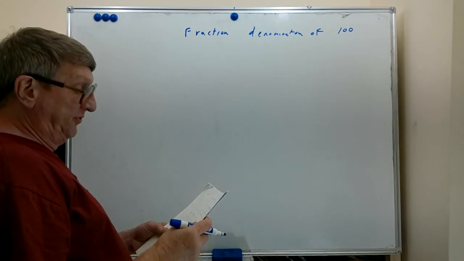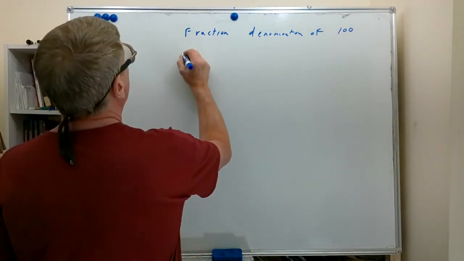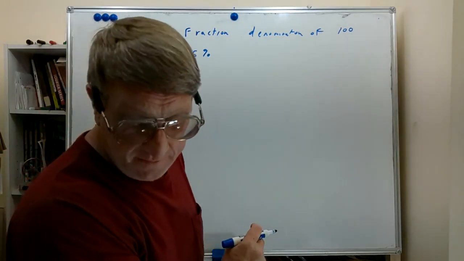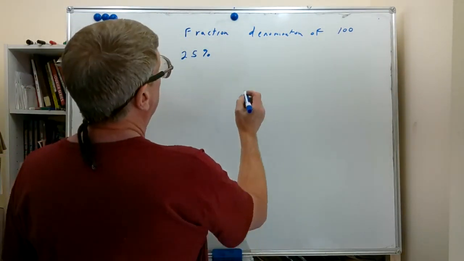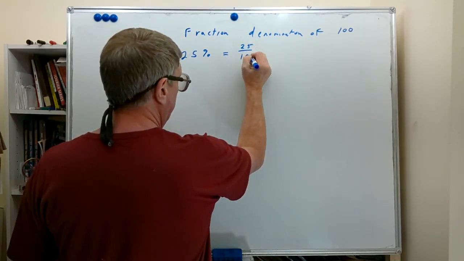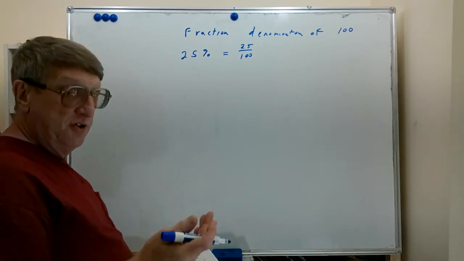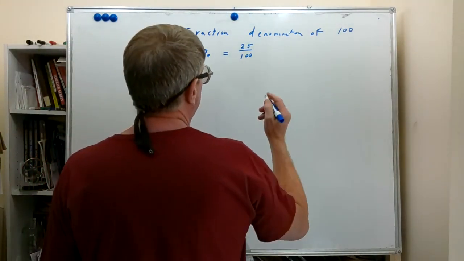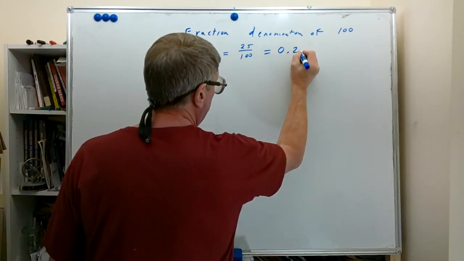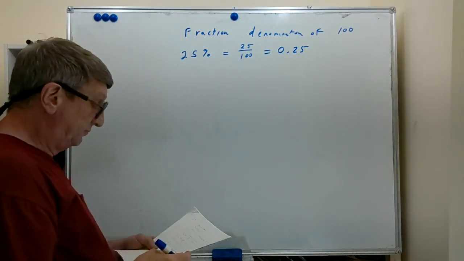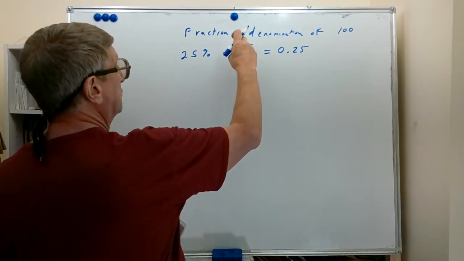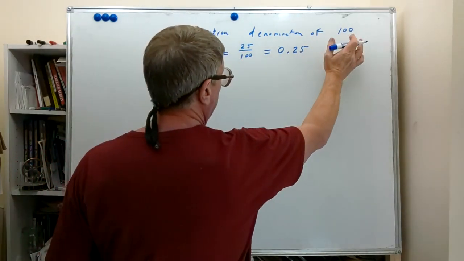Let's take some examples. Let's say we have 25%. Well, we could write that as a fraction, 25 100ths. And then, of course, we convert that to a decimal. If we did the division, 25 divided by 100, we would end up with 0.25.